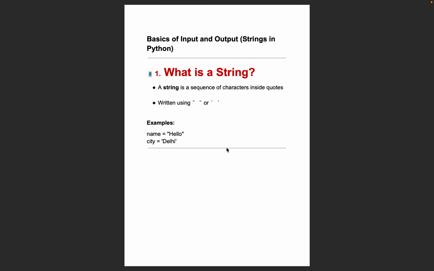So hello guys, in this video we will learn about the basics of input and output strings in Python. So what is a string? A string is a sequence of characters inside quotes. We can use double quotes and also single quotes. For example, name equals "hello" in double quotes and city equals 'Delhi' in single quotes.